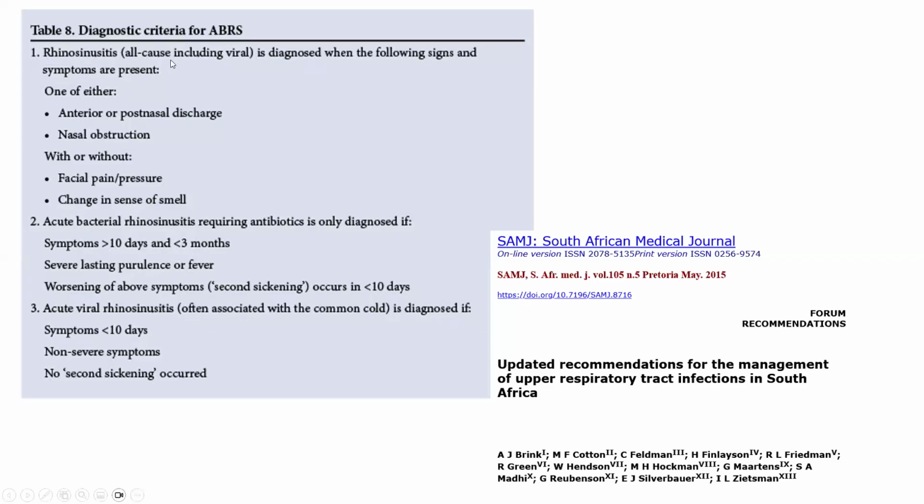So any rhinosinusitis, which is often viral, will present with what we know as your symptoms of a cold. There will be some nasal discharge, a blocked nose. There might be some facial pain or pressure. Doesn't mean that you need to treat this now with an antibiotic, and we all know you can get a change in sense of smell. But when you'd actually need to give the antibiotics is when the symptoms have persisted, or there's the severe fever, or they got worse. So that's second sickening.